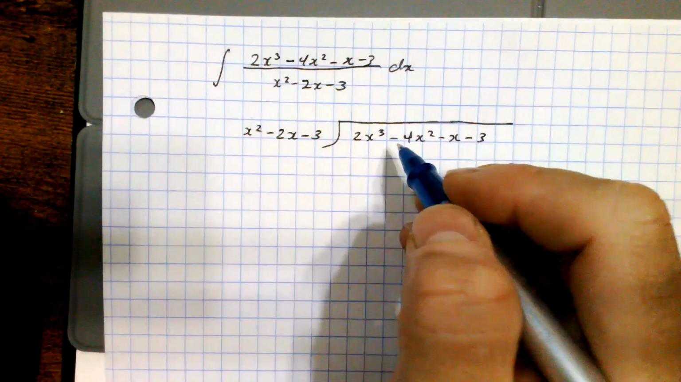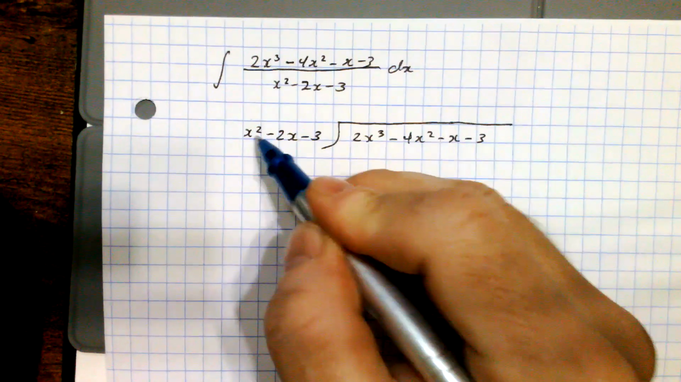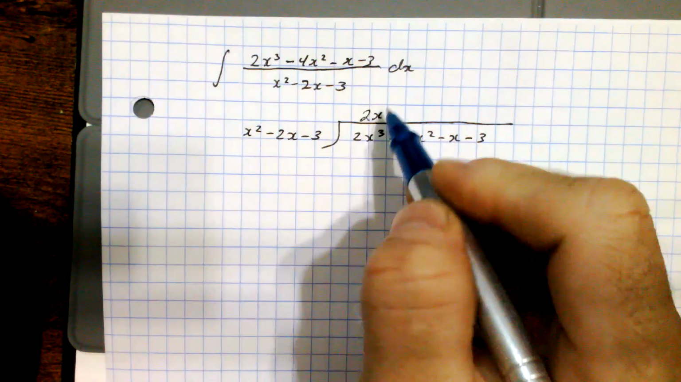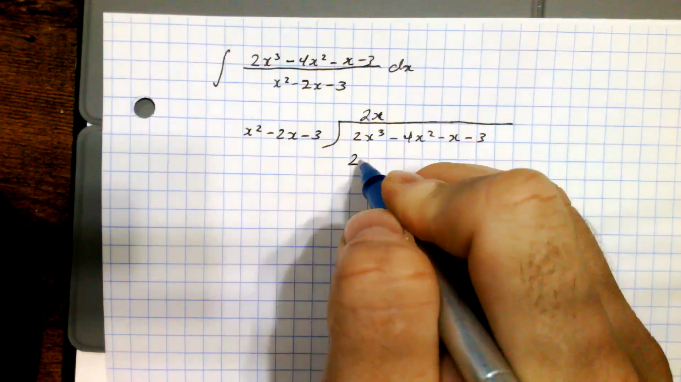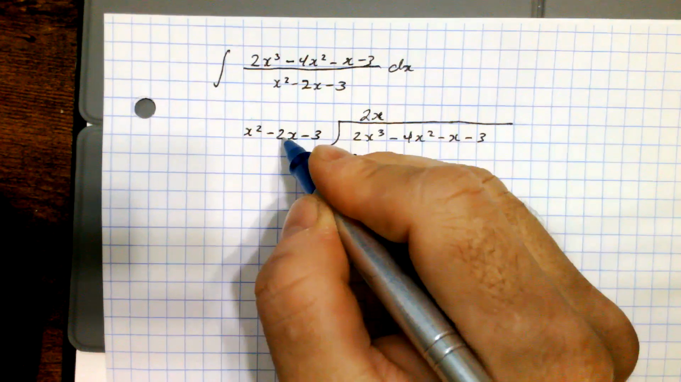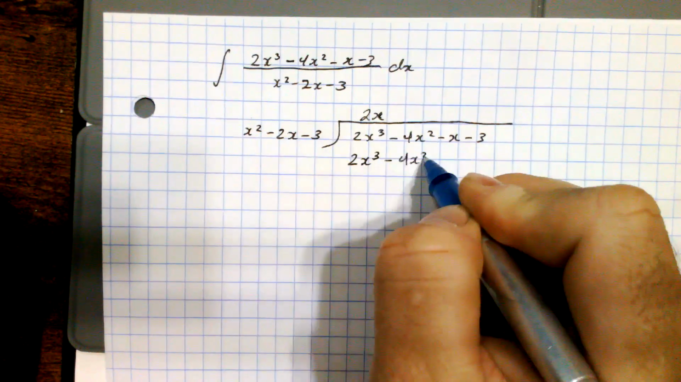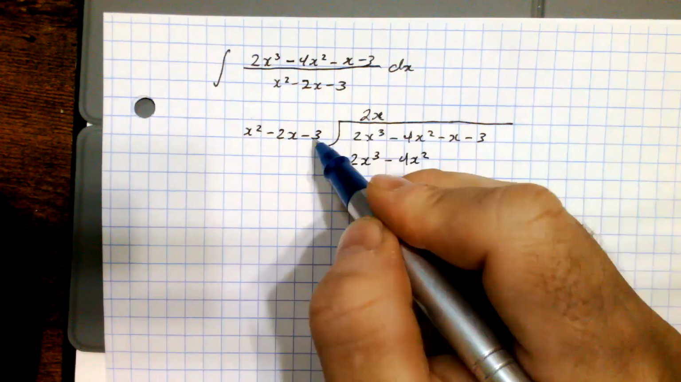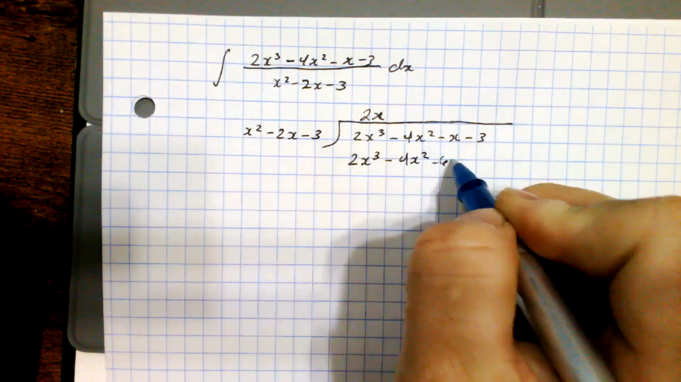Synthetic division also works really well for this, if you remember how to do that. So I need to multiply x squared by something to get 2x cubed. So that means that 2x will work. 2x times x squared gives me a 2x cubed. 2x times negative 2x is a minus 4x squared. Okay. And then 2x times minus 3 is a minus 6x.